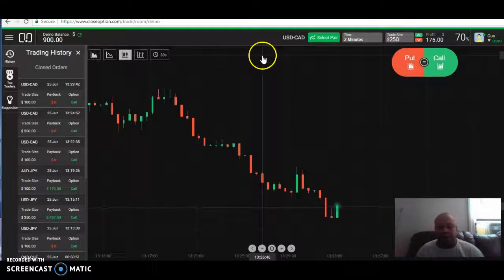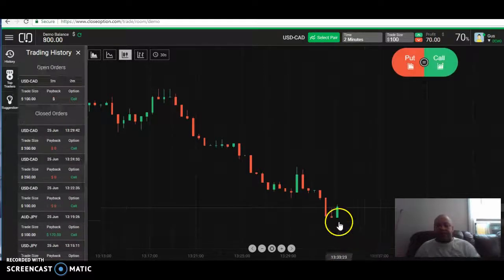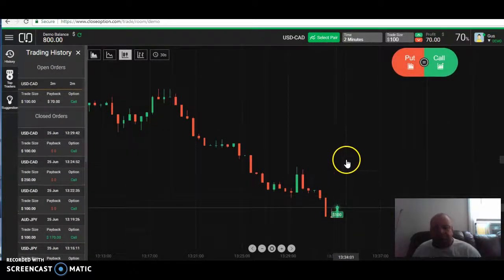So let's go ahead. We're at the U.S. Canadian dollar here, and I'm seeing a bullish trend. It's been bearish for a while, but I see a strong bullish trend. So I'm going to execute a call option here, and hopefully it'll continue to rise. A call option, I'm betting that the price of the currency is going to go up.